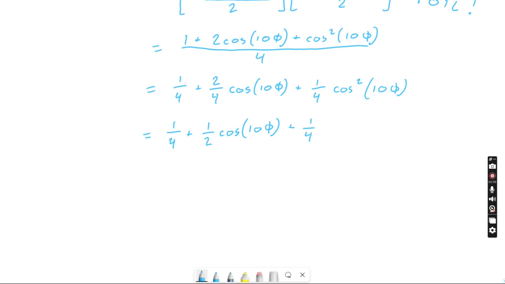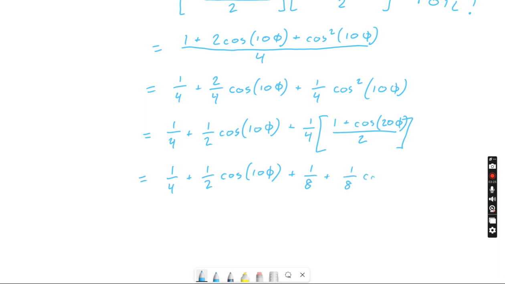This is going to turn into 1/4 times a bracket, and inside that bracket is 1 plus cosine of something, divided by 2. Now what's the something? Well, it's twice the angle. So in this case, now we're up to 20 phi. See how those angles keep increasing? And if I want to fully simplify this, according to this particular problem, we're just going to have to keep on writing everything on the left the same and maybe distribute that 1/4. That might be helpful. It's going to turn into 1/8 plus 1/8 cosine 20 phi.